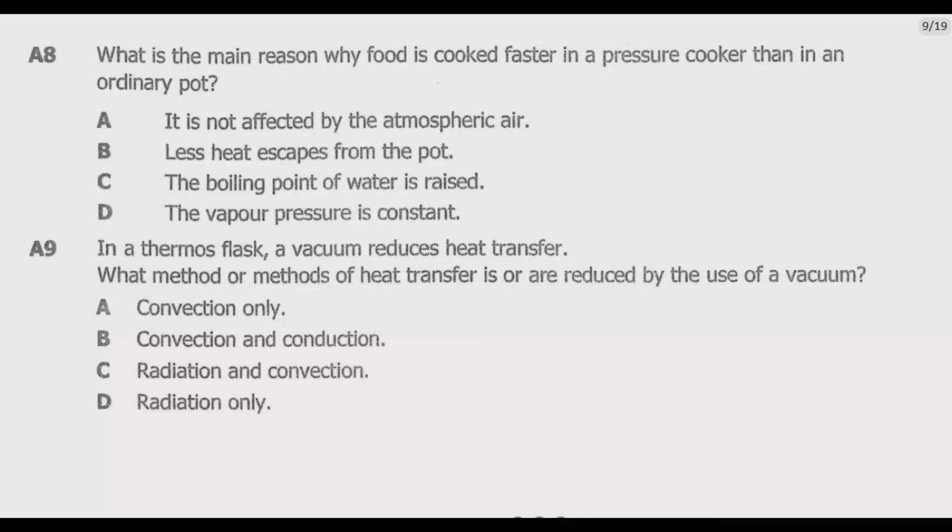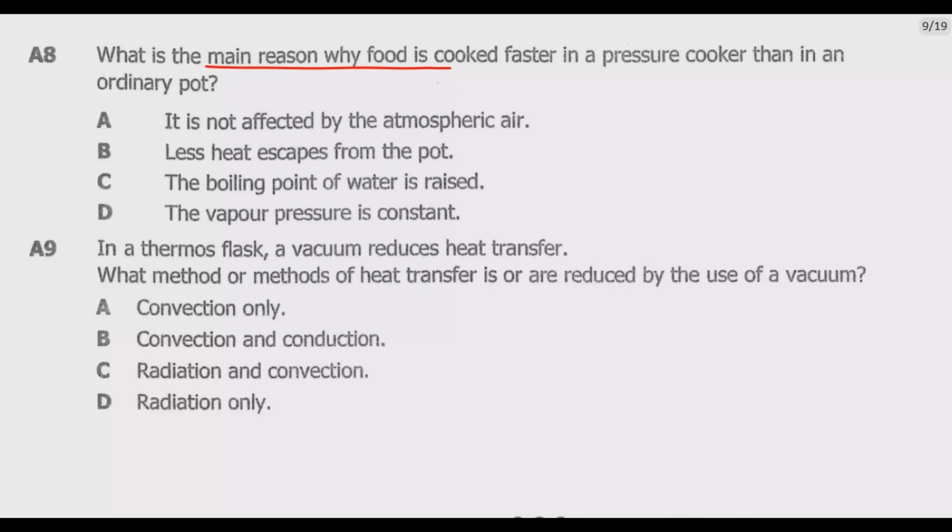Question A8. What is the main reason why food is cooked faster in a pressure cooker than in an ordinary pot? So take note of what the question requires us to do. The question requires us to identify the main reason why this is the case. So A, it is not affected by the atmospheric air. B, less heat escapes from the pot. C, the boiling point of water is raised. D, the vapor pressure is constant. So all of these may seem to be correct, but we're looking for the main reason.